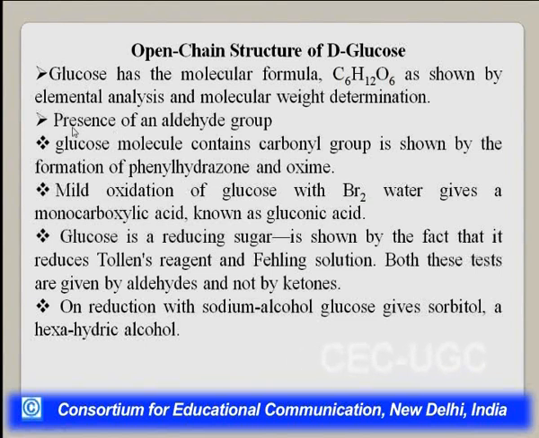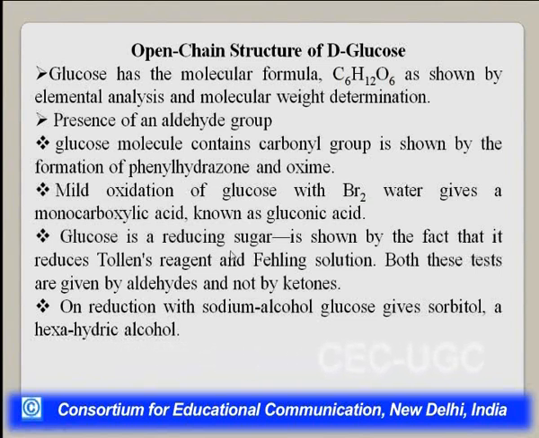Next point is this: glucose contains an aldehyde group. How can we confirm that a particular molecule has an aldehyde group? Simply, you can see these are the number of reactions which show that glucose contains an aldehyde group. First reaction is this: the carbonyl group in glucose is shown by the formation of phenylhydrazone and oxime. Second reaction, we will discuss in detail in coming slides. Mild oxidation of glucose with bromine water gives a monocarboxylic acid, that is gluconic acid.